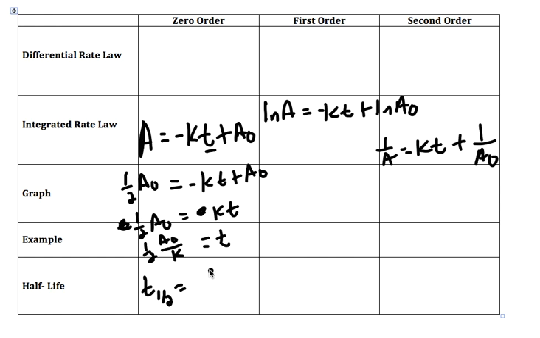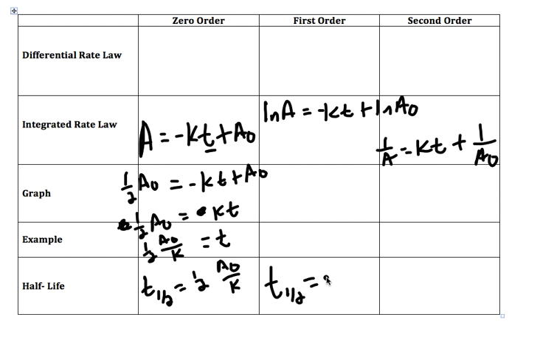Half-life equals 1/2 A naught over K. So you could derive this. You're not going to memorize this. On your green sheet, if you do the same thing with this one, your green sheet has 1/2.